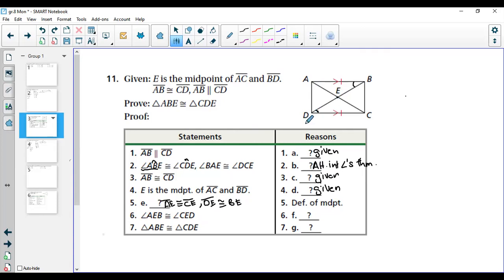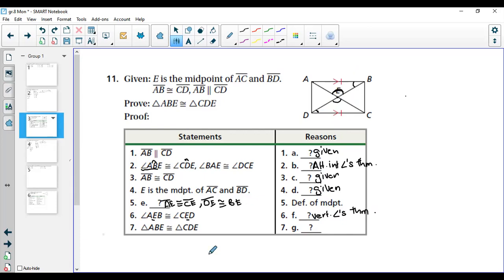Now, angle AEB is congruent to angle CED. So which angle are they talking about? They're talking about these two angles. See here, E and E. So they're talking about AEB, which is this angle, and CED, which is this angle. What kind of angles are these? They are vertical opposite angles, right? So according to the vertical angles theorem, they both are equal. So we could say this is the vertical angles theorem.